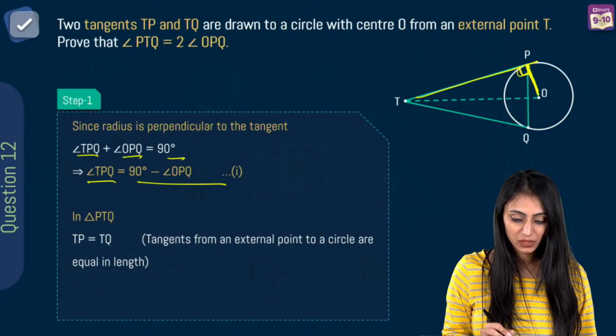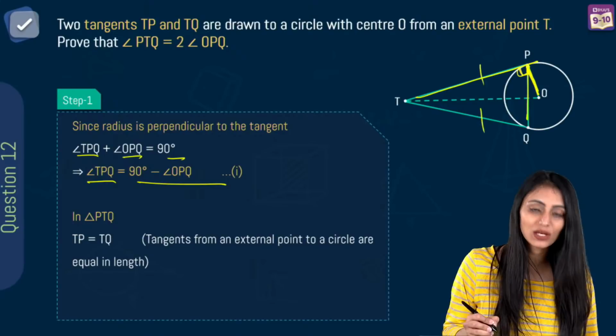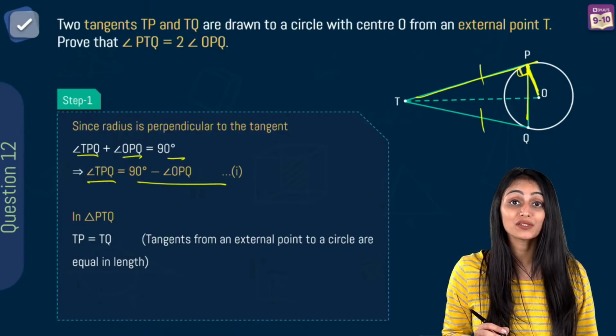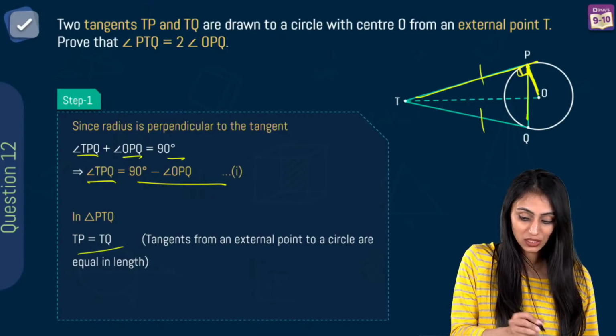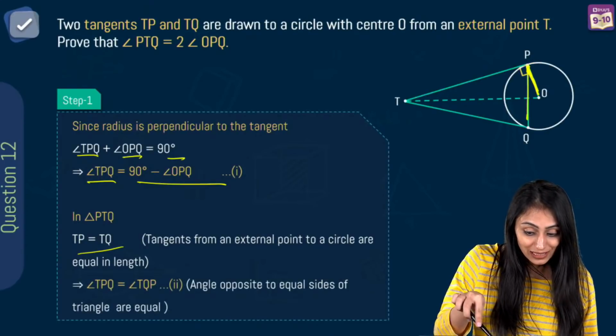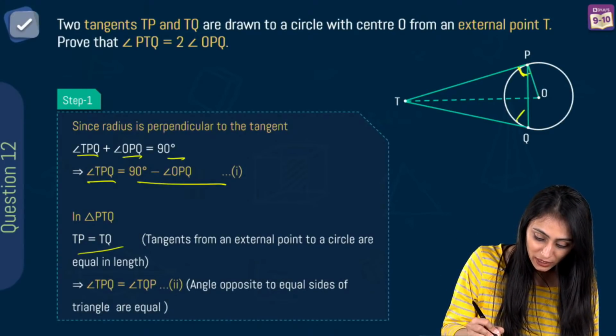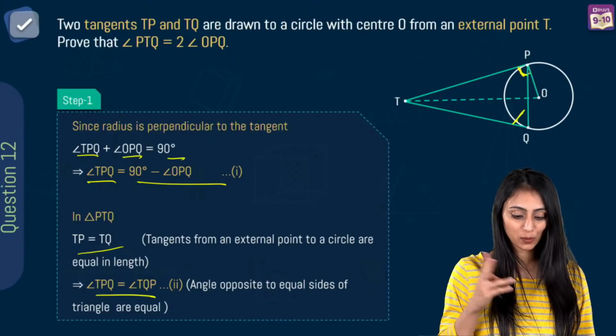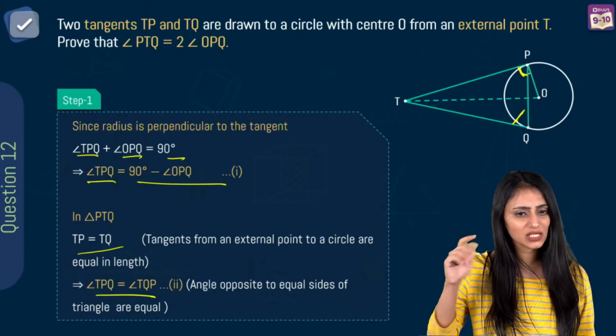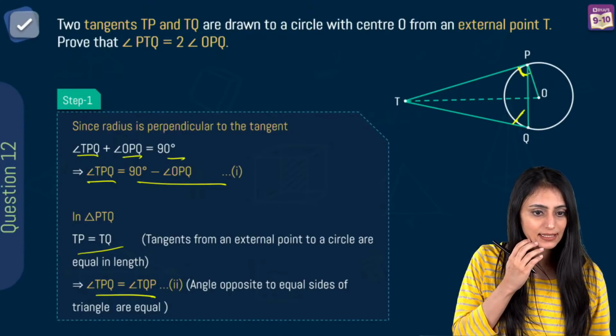Now in this triangle PTQ, we know that these two lengths would be equal because tangents drawn from an external point to a circle are equal in length. So TP would be equal to TQ. So in a triangle, when the two sides are equal, their opposite angles also get equal. So these two angles would be equal. Angle opposite to equal sides of a triangle. Quickly tell me if this much part is clear.